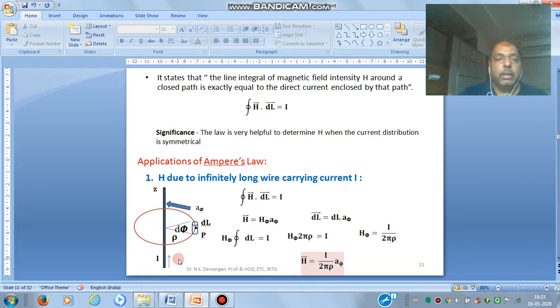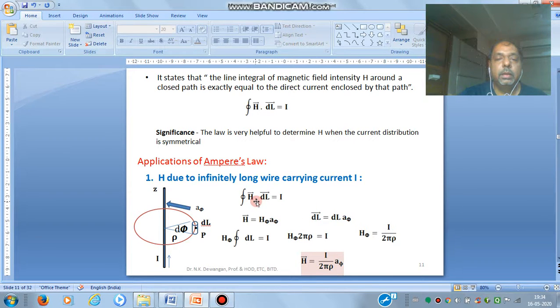We know that the direction of current is the Z direction, and if the direction of current is in the Z direction, then the magnetic field will be produced in the phi direction. So the H vector will be H phi A phi, this current will produce magnetic field in the phi direction. Here we take a small element dl vector. This dl vector we can write as rho d phi A phi, or simply you put the total length dl and A phi. So this is the value of the dl vector.